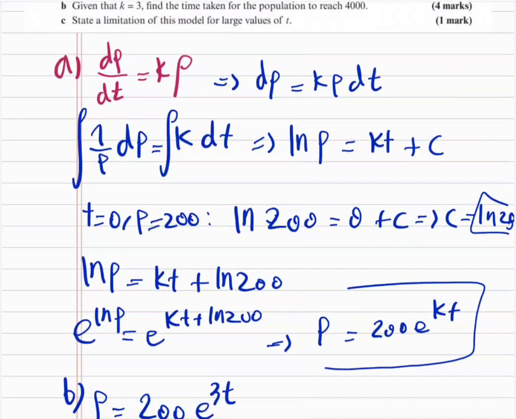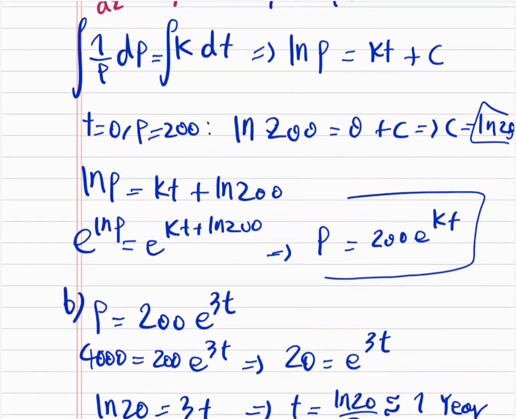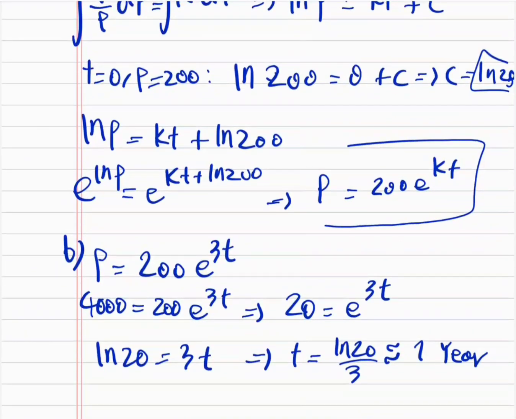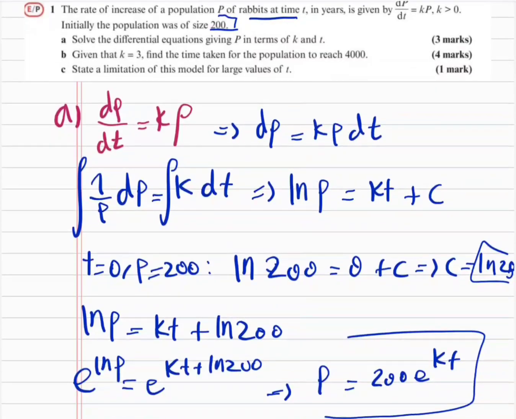And part C, state a limitation of this model for large values of t. Now this is a very common question, normally an interpretation question. One limitation is that the population is not going to constantly increase at the current rate, because this is for a population of rabbits, and there are factors such as food, competition, etc., that can limit the growth of the rabbits at certain periods, which means that the population is not going to increase in this way forever. So the rate of increase can vary.